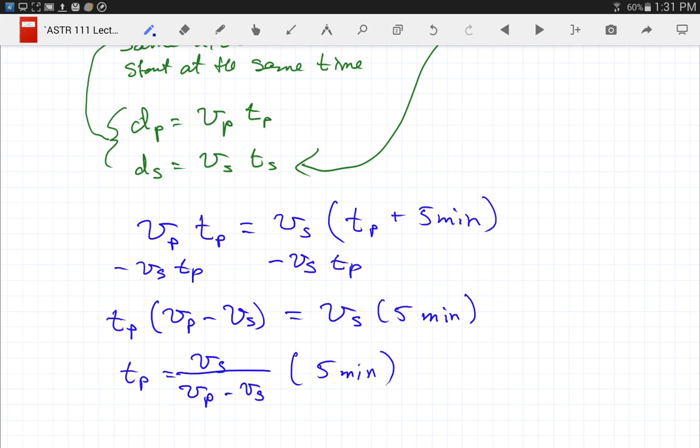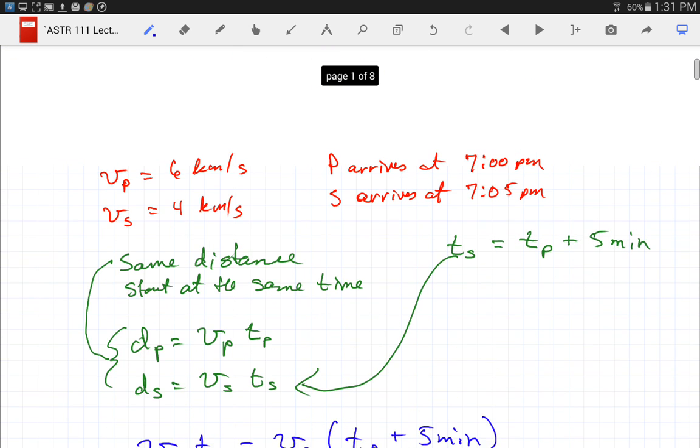Okay, now Lauren Lee had asked about the units. You see now that as long as the units for the speeds are the same, the units are going to cancel out and I'll be left in units of minutes. So it doesn't matter what the units of these were, that's just going to be what the units are for my answer. So if you put in your numbers, you should be able to get what the time is. Now that's the time from when the earthquake occurred to when the primary was detected. So since the primary was detected at 7 p.m., you're going to have to subtract that time primary from 7 p.m. to find when the earthquake happened.